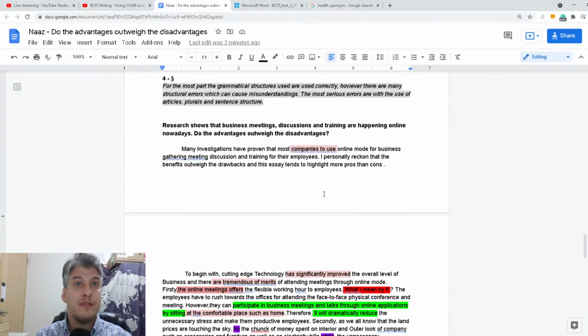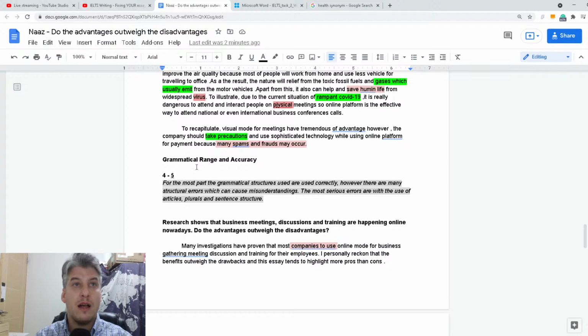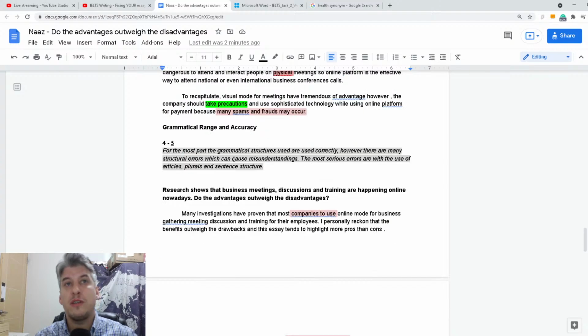Yeah. So I think here, I said, for the most part, the grammatical structures used are used correctly. I think grammatically they're fine. However, there are many structural errors which can cause misunderstanding. The most serious errors are with the use of articles, and the, plurals, s's, and sentence structures. Okay.